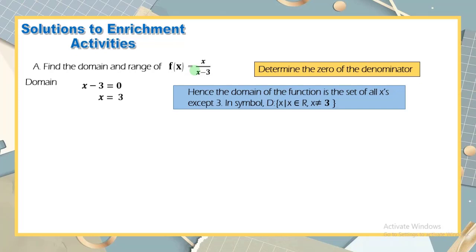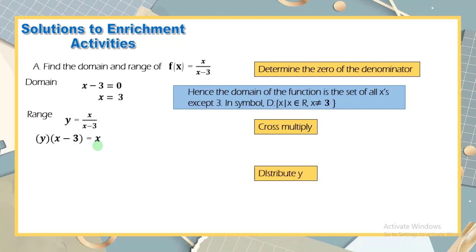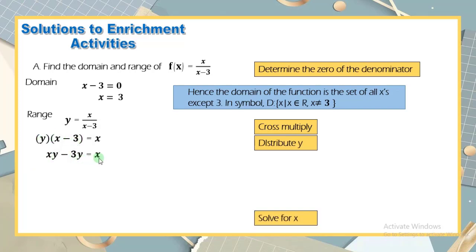For your range, the first step is to change f of x to y. So this becomes y is equal to x divided by x minus 3. Then cross multiply. So we have x minus 3 times y equals x. Then distribute y. So y times x equals xy. Y times negative 3 equals negative 3y equals x.